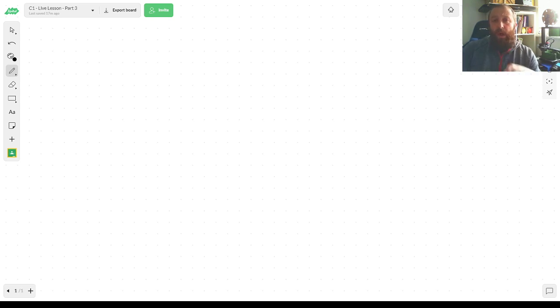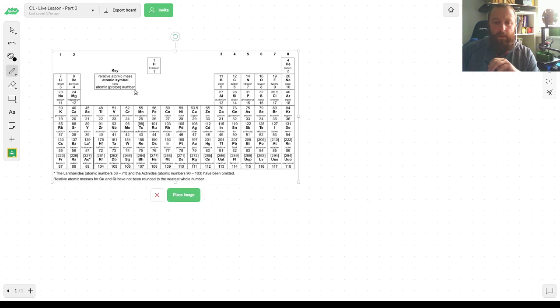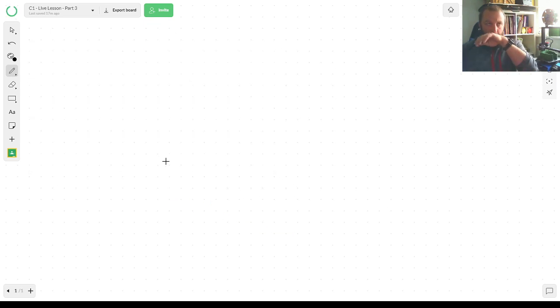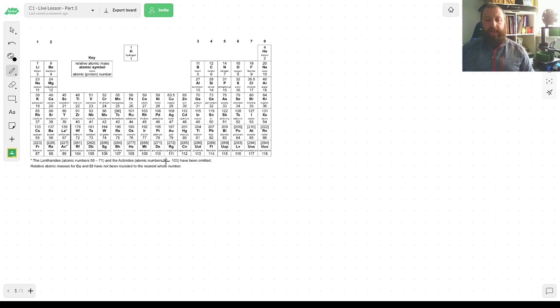So last lesson we started looking at the periodic table, and I think what I'll do is the same as I've done with the last couple of lessons. I'm just going to drop the periodic table in here because it makes it much easier to see what's going on. There we go.